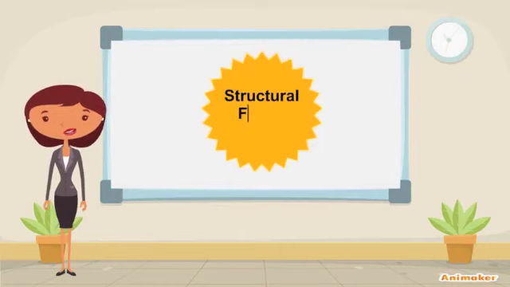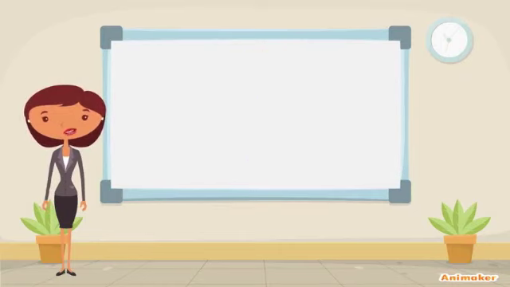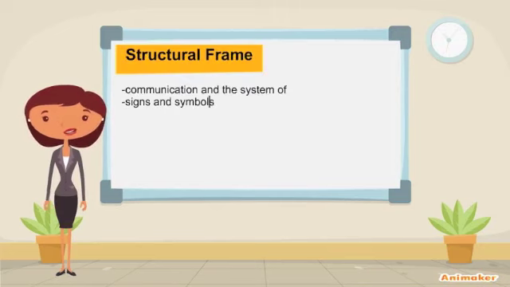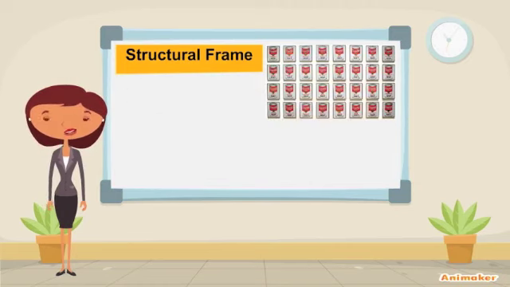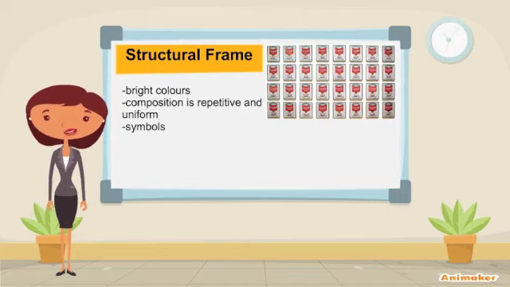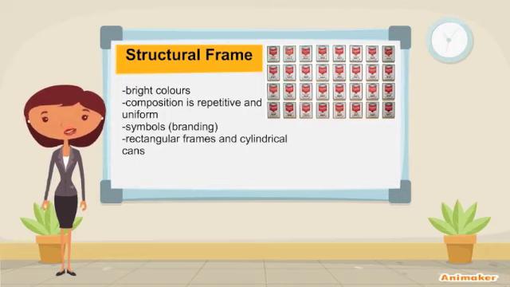The structural frame is about communication and the system of signs and symbols. It is about art as a visual language. It views the visual arts as a system of symbolic communication through which particular aesthetic forms of information are transmitted. It includes the elements of colour, line, shape, texture, tone, and composition. It also involves the techniques and skills the artist uses to create their artwork.